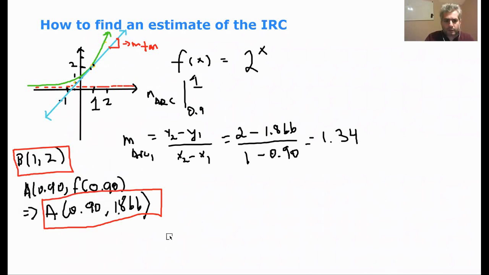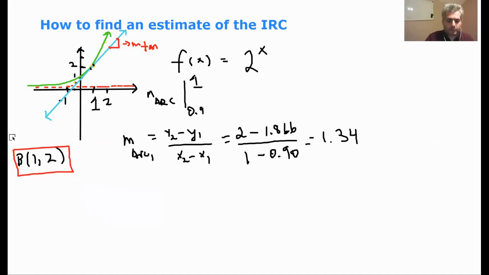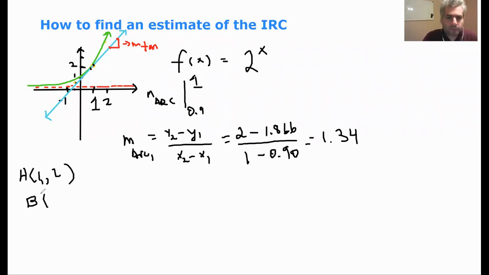I'll just erase this portion just to free up more space. So now my A point becomes (1, 2). And my B point becomes (1.1, f of 1.1).